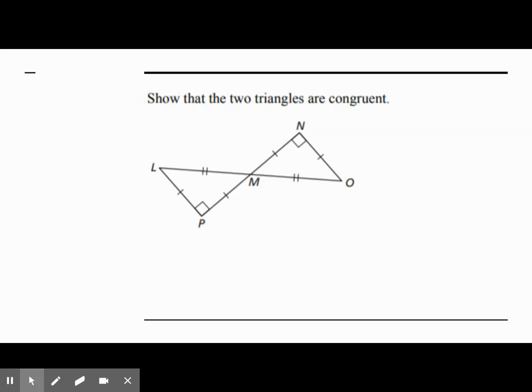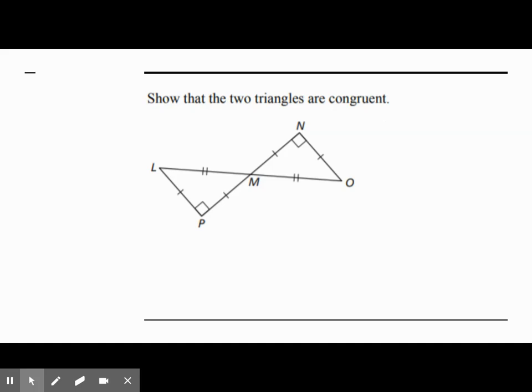A couple people had it. I would say Natalie, because she had both vertical angle theorem and third angle theorem, but she had other stuff. I just wrote extra, so it got marked wrong. Okay, so here's what you would need to do to show that these two are congruent.